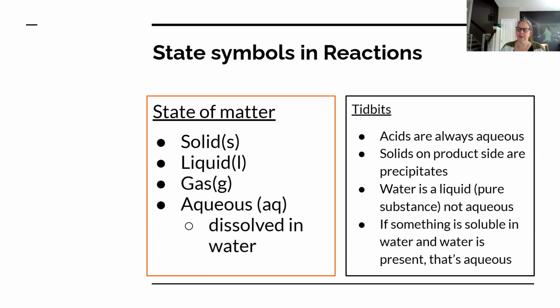Okay, if you see a solid on the right side, that's a precipitate. That's the product raining down into solid form at the bottom. A lot of people always like to think, is water wet? Well, water is not aqueous. Water is a liquid and it's a pure substance. So there's a whole big debate we could do on that.